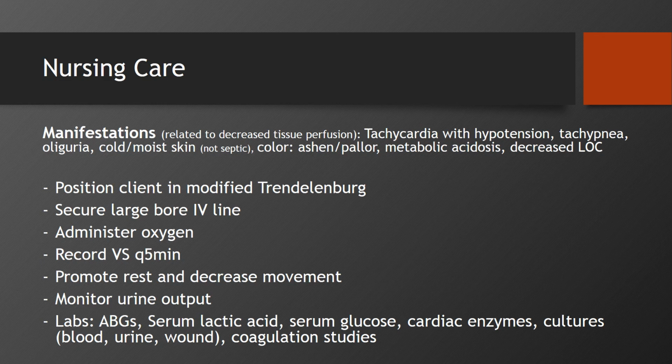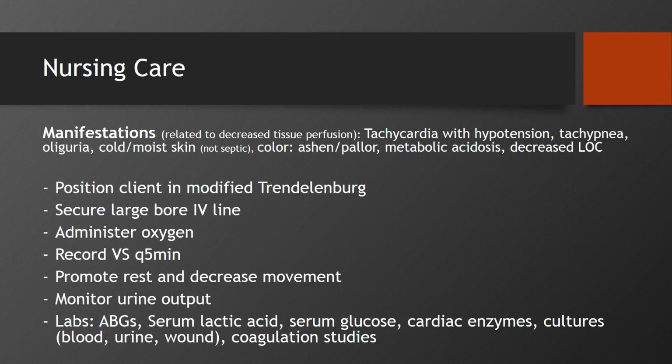Manifestations. So you're going to see that someone is not perfusing adequately, okay? So decreased perfusion. They're going to be tachycardic. They're going to have low blood pressures. Remember, I was talking about the decreased cardiac output, decreased mean arterial pressures, okay? That all comes along with hypotension, poor perfusion. They're going to be tachypneic, have a fast respiratory rate.